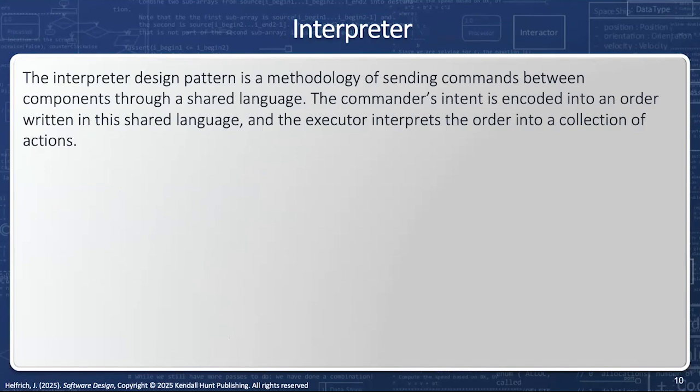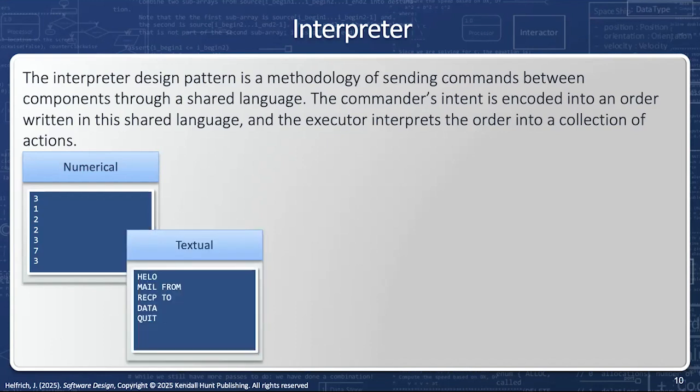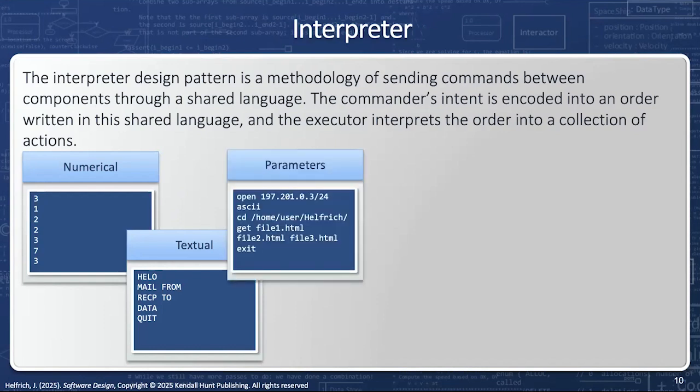What I want to do is encode the order within the shared language, and the executor interprets the order from a collection of actions. So what's this shared language look like? It turns out we have a lot of examples. For an example, I can make it numerical, like 3 does one thing, 1 does something else. I could just have a bunch of numbers. I can have textual, for an example, the simple mail protocol, hello, mail from, reception to. All these are a simple textual where I have a collection of known protocols. I can pass them as parameters. This is a command prompt when you want to directly interface with the file system. I can also go parse.